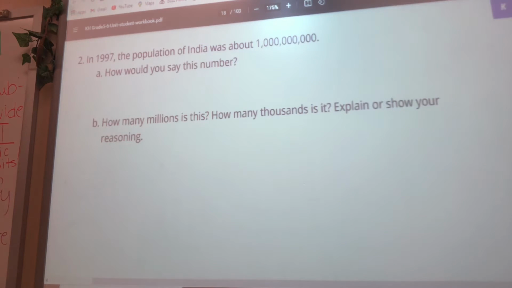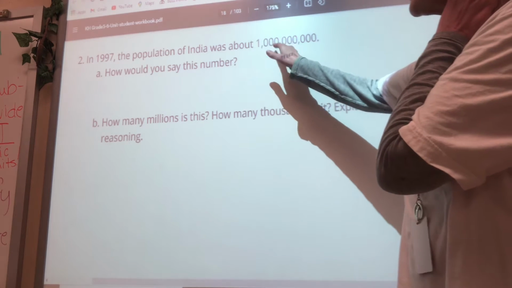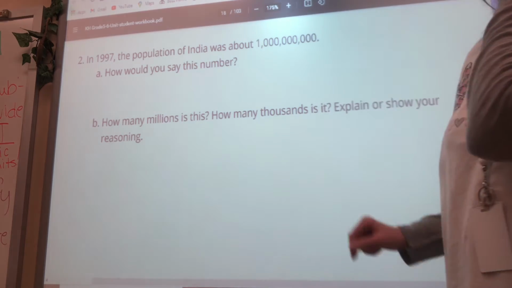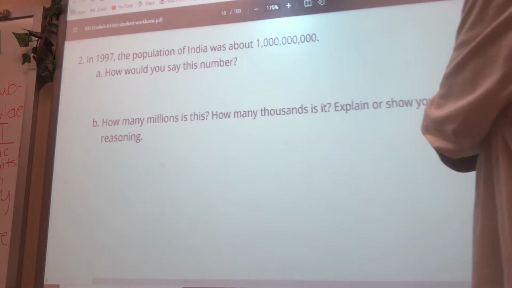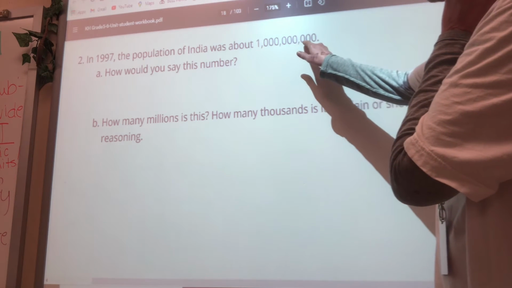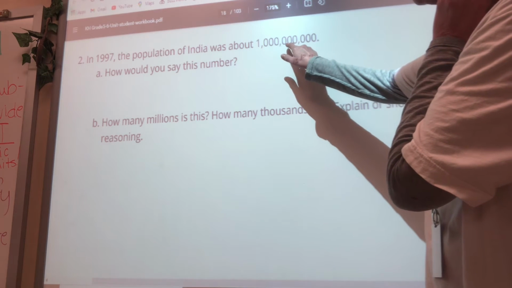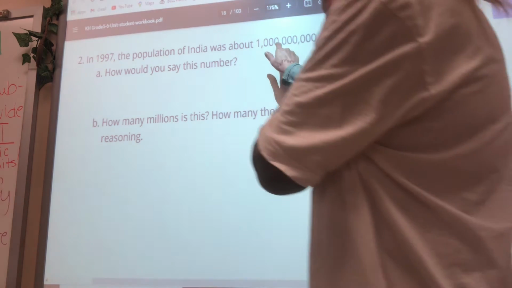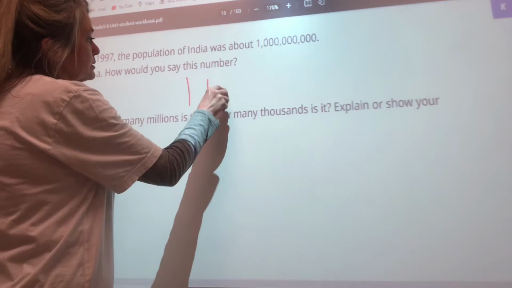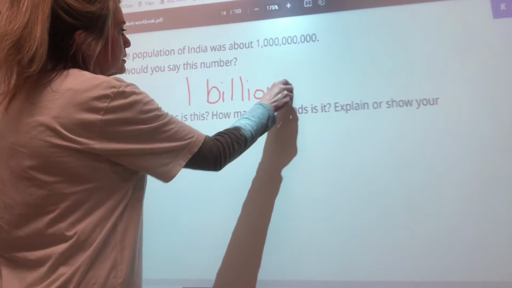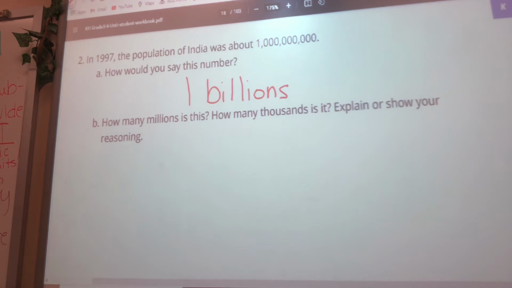All right, on page 156, it gives us a number, and it says in 1997, the population of India was about 1,000,000,000,000. And it said, how would you say this number? Well, let's see. We know that's hundreds, and then that's thousands, and then, let's see, this is millions. So the next category up is billions. Okay? Billions.